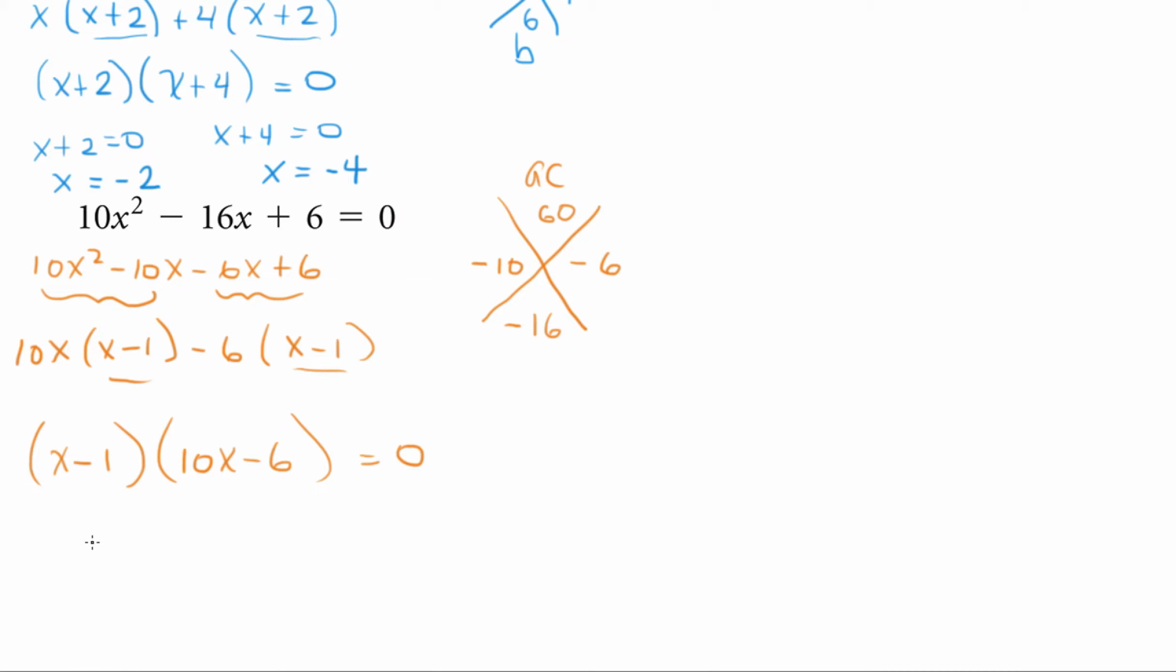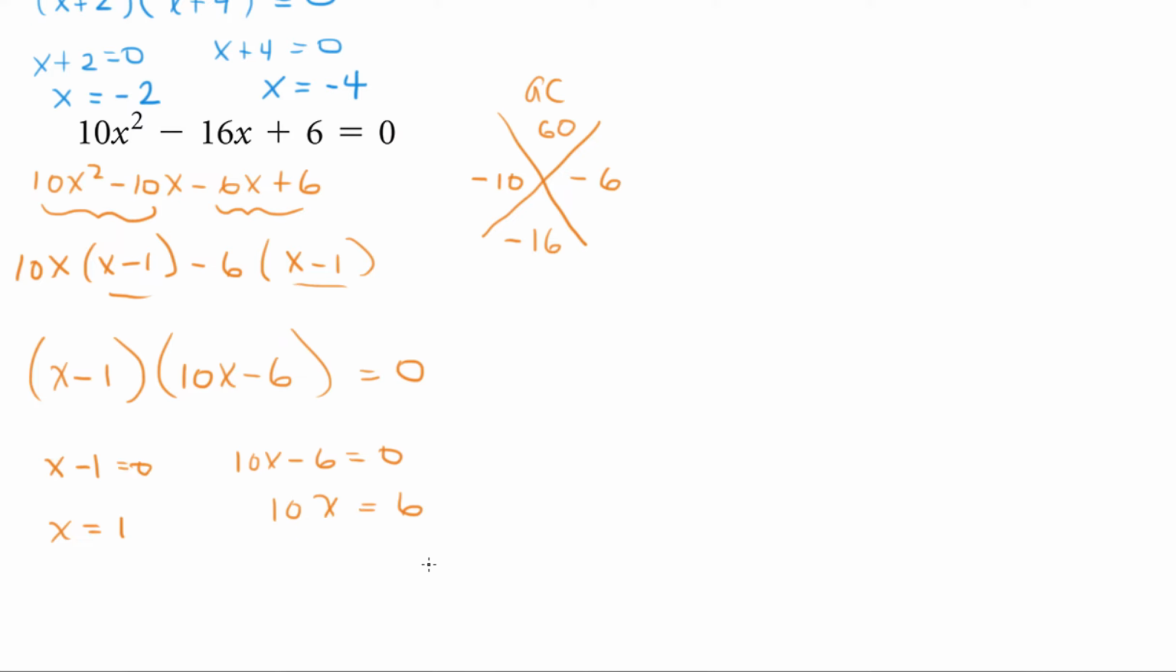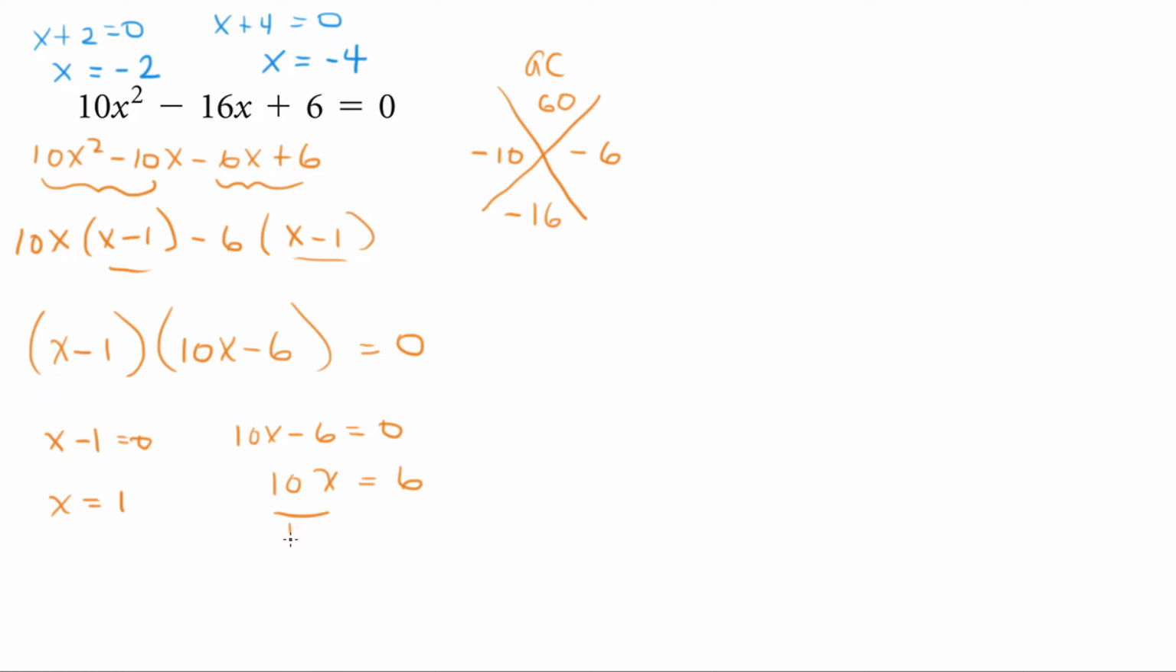Now we split it into two. X minus 1 equals 0, and 10x minus 6 equals 0. Now we add 1 on both sides, we get x equal to 1. We add 6 on both sides, we get 10x equal to 6. And in order to finish it, we need to divide by 10 on both sides. And you're left with x equals 6 over 10, which can be simplified into 3/5. And that's your answer.